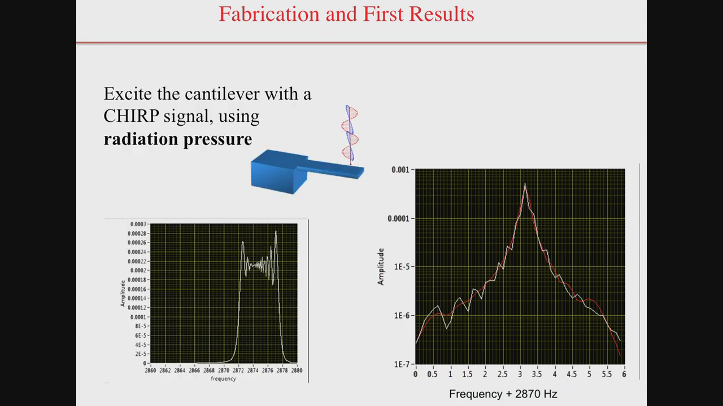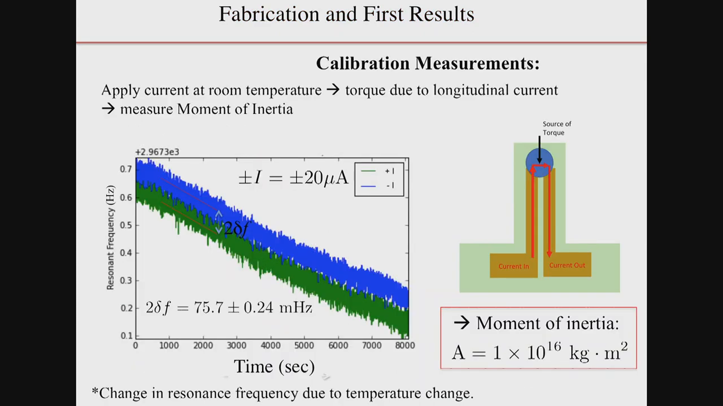This is showing how we excite the cantilever. In fact, we excite it using radiation pressure. Remember, radiation pressure is going to push the cantilever proportional to the power of the light. We can do that. It produces a very nice resonance. That's the first measurement with current in one direction versus the other. And we could calculate what that whole current is.